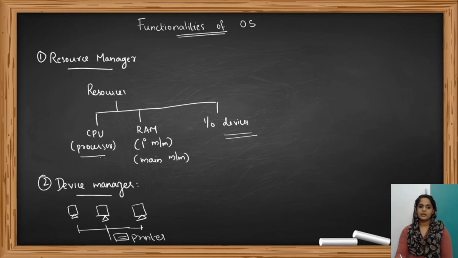It can be allocated to any one of these three users, but to which user the printer should be allocated, or for how long the printer should be allocated, all these details are managed by the operating system. Thus, the operating system acts as a device manager.